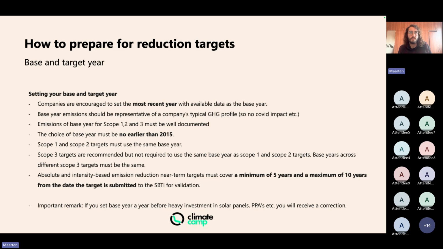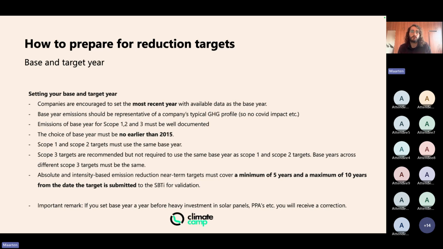The choice of base year must be no earlier than 2015, but most companies are setting base years for, let's say, the last 5 years. Scope 1 and 2 targets must use the same base year, and scope 3 targets are also recommended to use the same base year, but you're not required to. But most companies set the base year for scope 1, 2, 3 in the same year. Base years across scope 3 categories have to be the same. So scope 1 and 2 can differ from scope 3, but within scope 3, it needs to be the same base year.